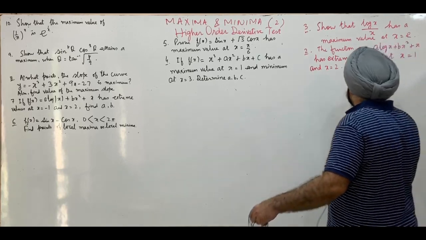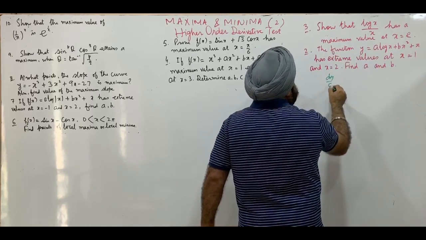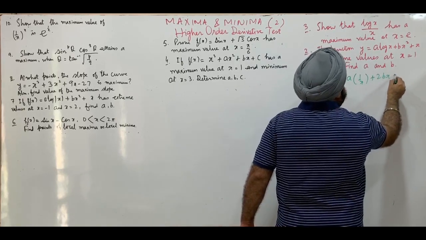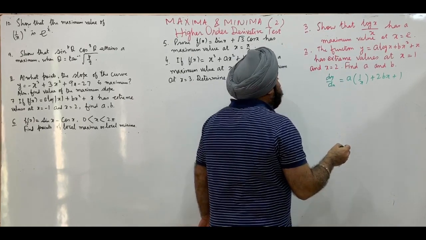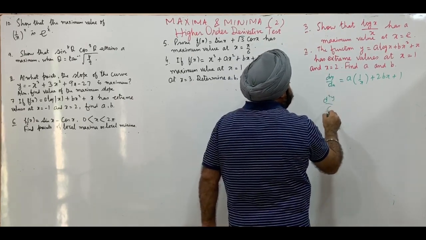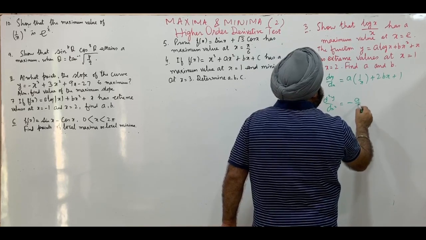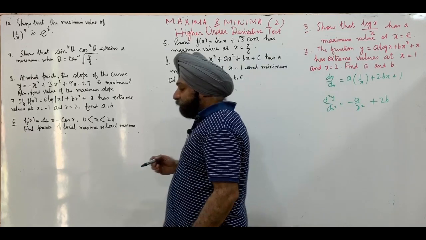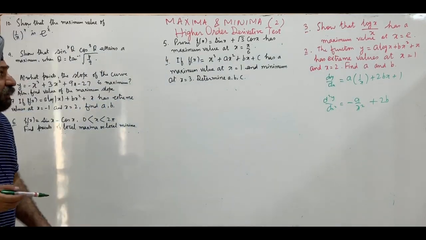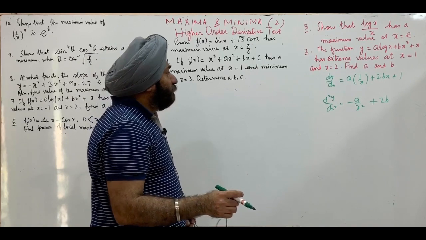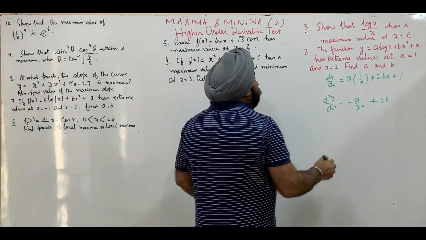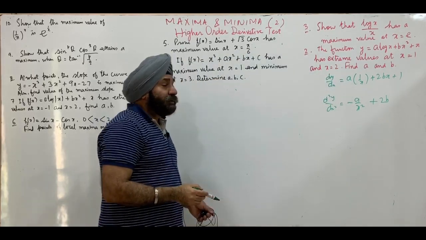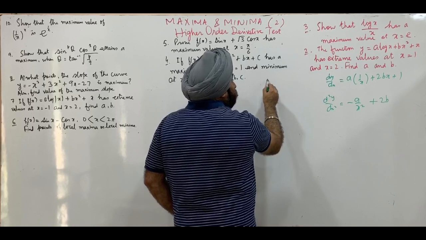So we find out this is y. We find out the first order derivative, dy by dx, which is a into 1 by x plus 2bx plus 1. We find out the second order derivative, which is minus a by x square plus 2b. Now we are given the function has critical extreme values at x is equal to 1 and x is equal to 2. So this means the first order derivative at x is equal to 1 and x is equal to 2 must be 0.